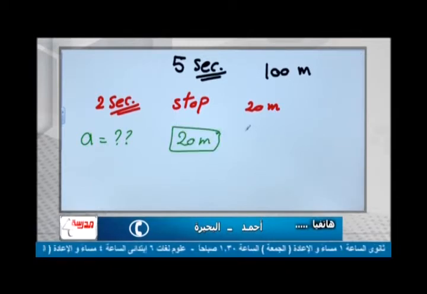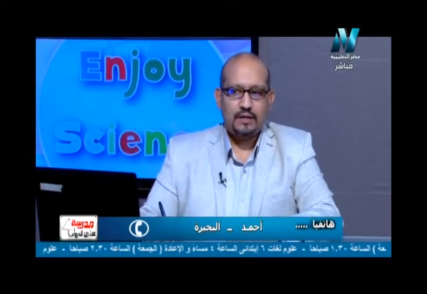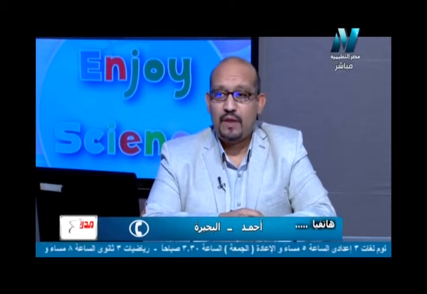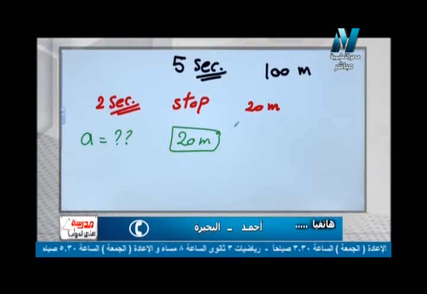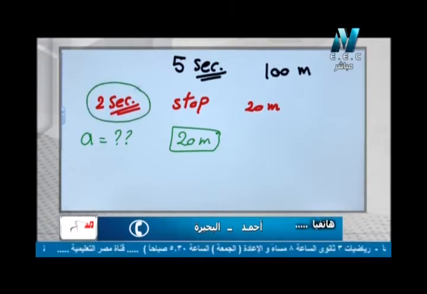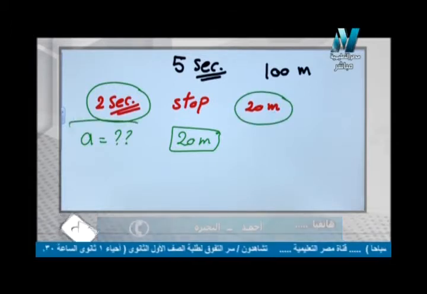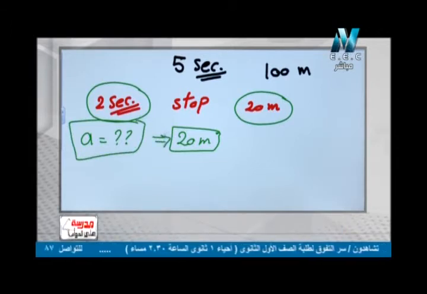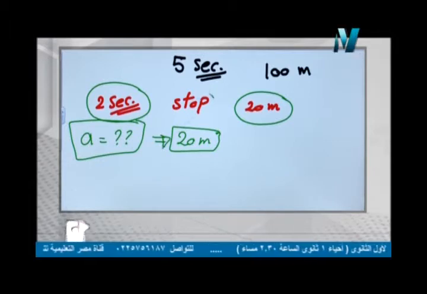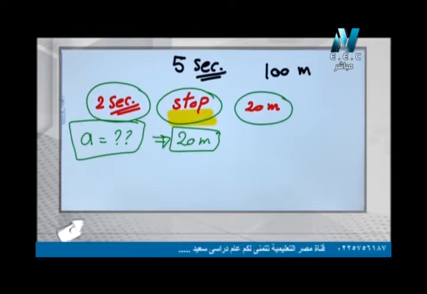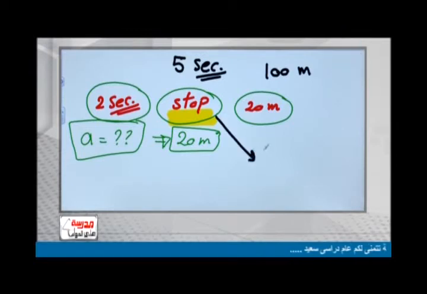Okay, so we need to calculate the acceleration here, right? So Ahmed told us that the body takes 5 seconds to cover 100 meters. Then the car driver uses the brakes to stop the car after 2 seconds, after 20 meters. He needs the acceleration in this 20 meters. Firstly, we should know, he said stop, right? So stop here means the final speed equals 0. So the final speed V2 equals 0 meter per second.